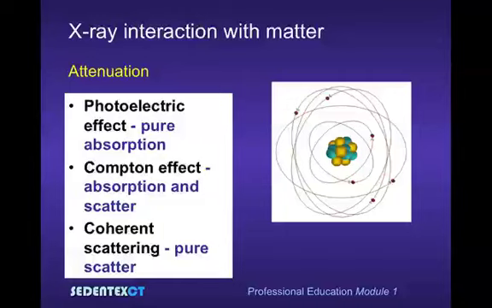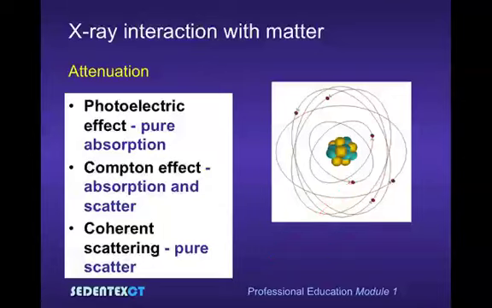How do X-rays interact with matter? Well, they do so by a process called attenuation. This consists of three different interactions between X-ray photons and electrons. The first of these is called the photoelectric effect and is a pure absorption. It results from the interaction of an X-ray photon with a tightly bound inner orbital electron of an atom.